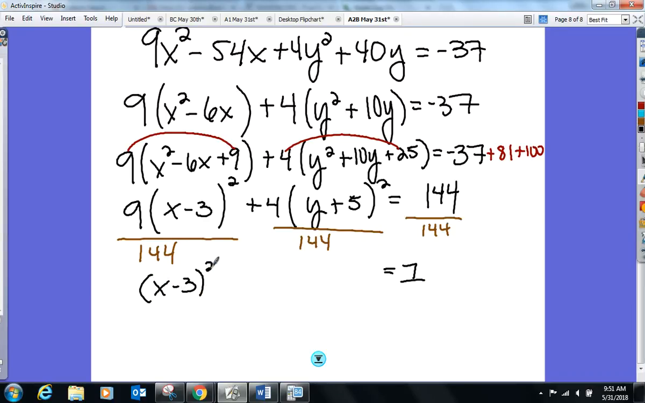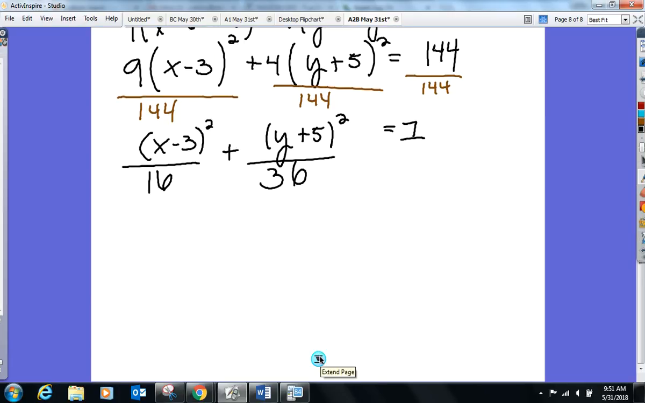(x minus 3) all squared, that reduces to what, 12? No, 16? You're better than that. And this would reduce down to, let's see, 4 into 144 is 36. Yeah. Center, here we go. Center, 3, negative 5.